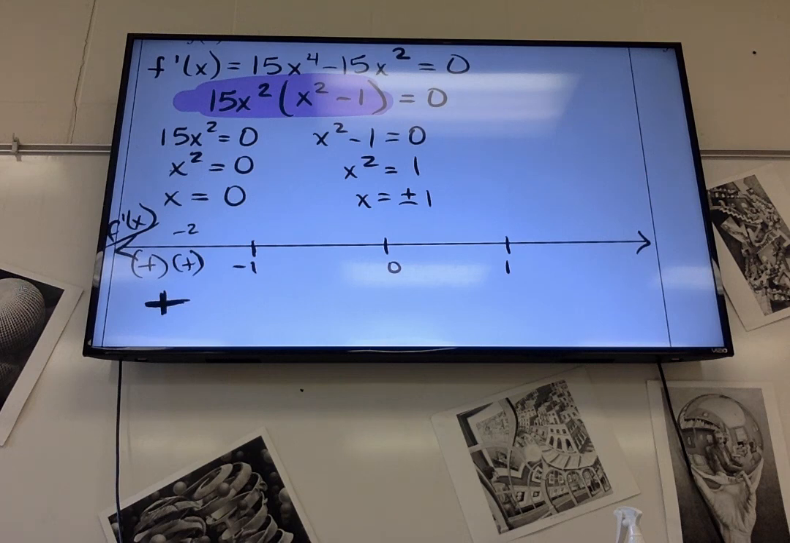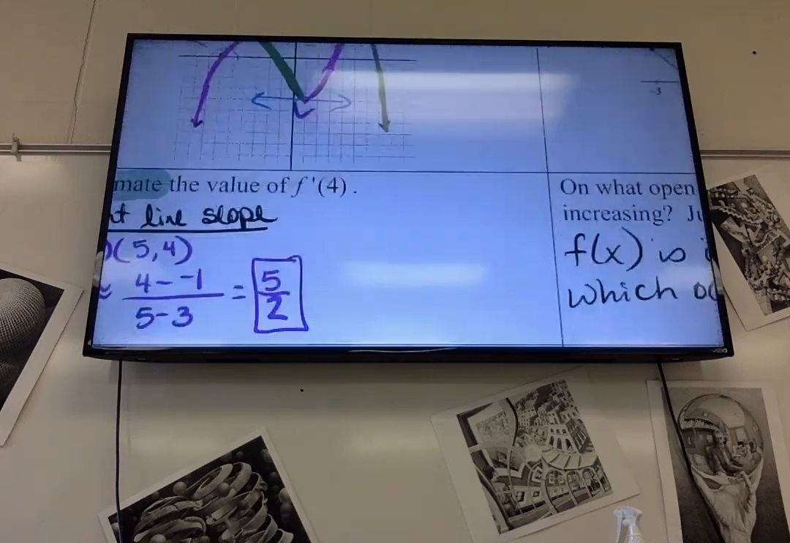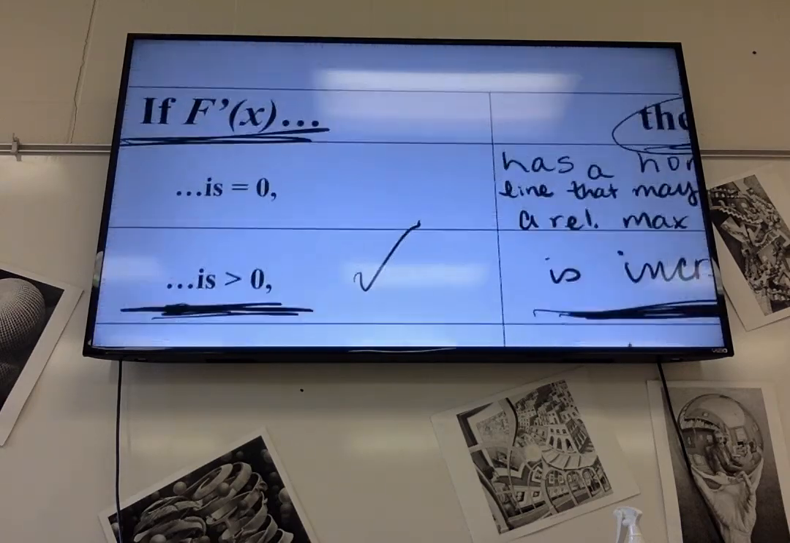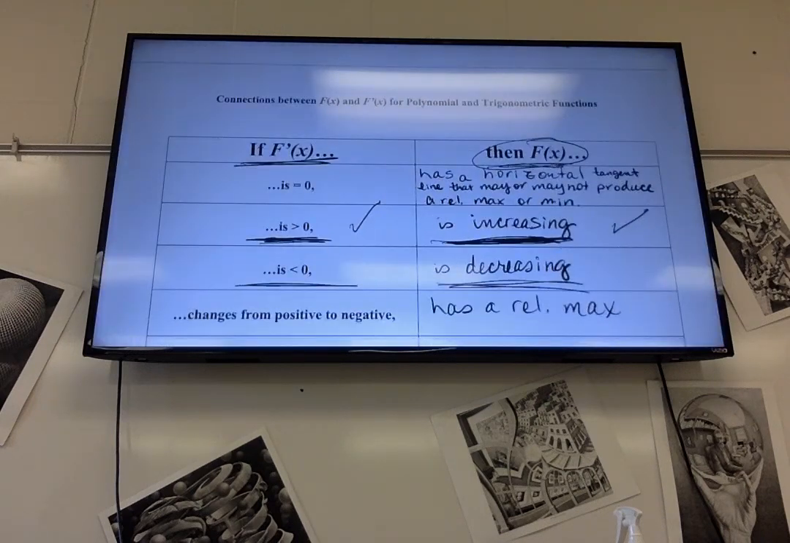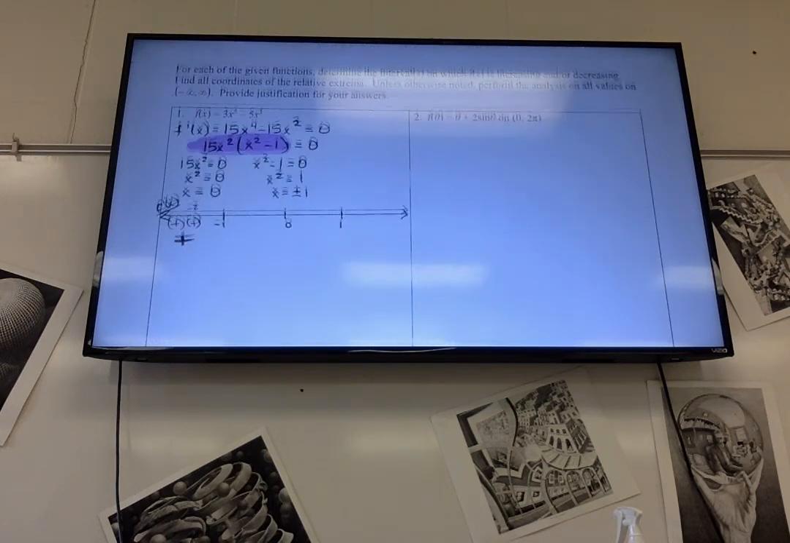of f of x, or f prime of x, is positive. So if the derivative is positive, what's going on with f of x? Increasing. So it's not dropping, it's going up, rising. Yeah, increasing. Below the graph right now? No, above the graph.